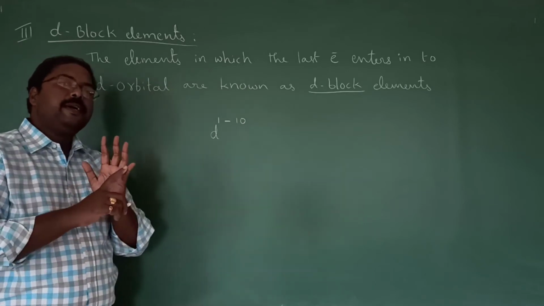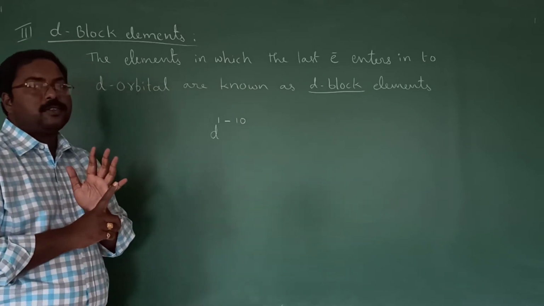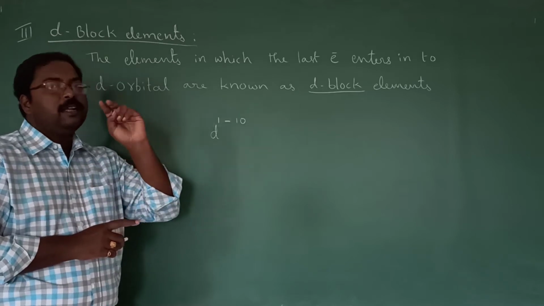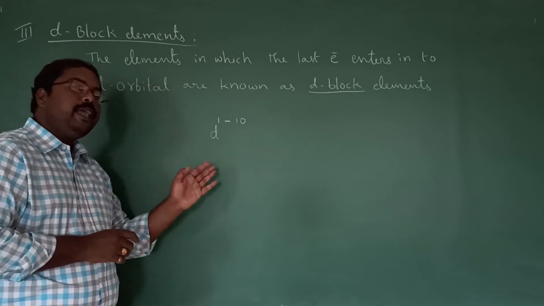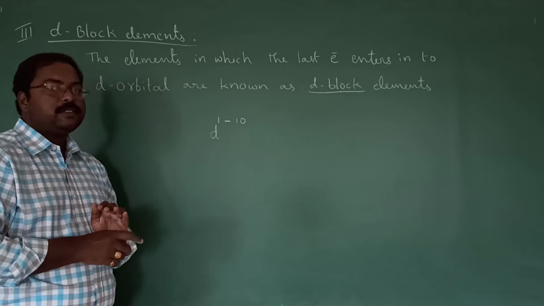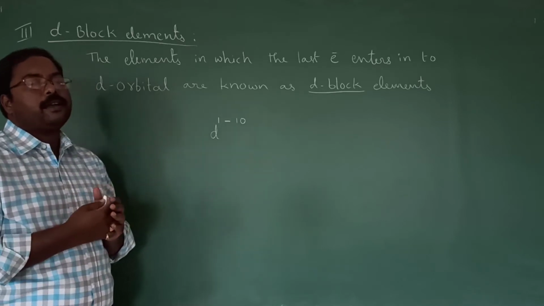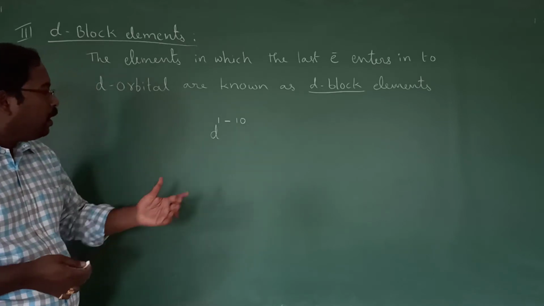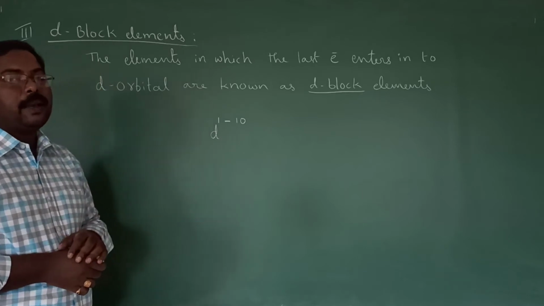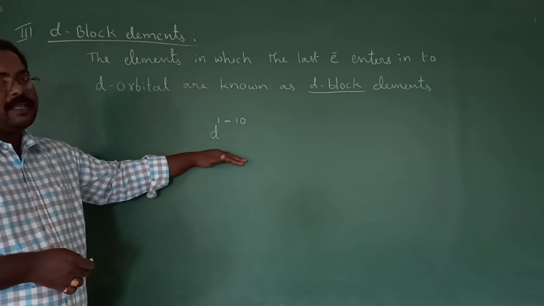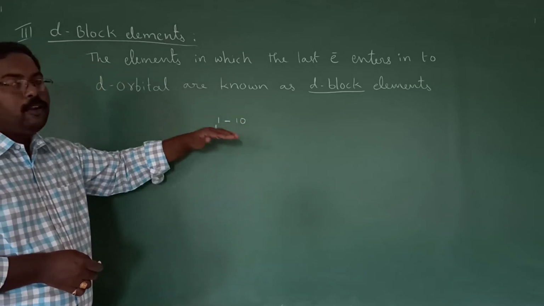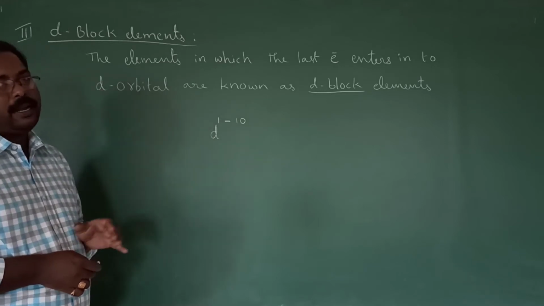The s orbital capacity is 2 electrons, so s block elements are 2 groups. The p orbital capacity is 6, so under p block you will get 6 groups. But coming to the d orbital, its capacity is 10 electrons, so 10 groups will come under d block.